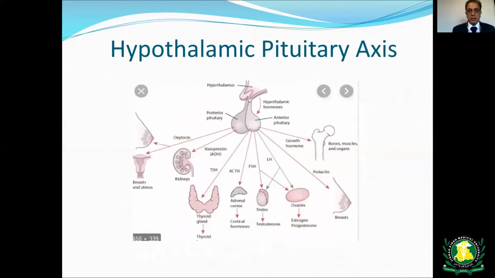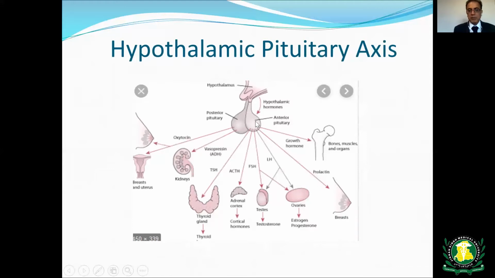This is a very interesting slide, which almost covers 50% of your endocrine system. It's called the hypothalamic pituitary axis. As I said earlier, the hypothalamus is the main center, which releases different hormones called hypothalamic hormones, which run through small blood vessels to the anterior pituitary gland. The anterior pituitary gland is the main gland which releases different hormones and acts on the target organs. So these are the target organs.